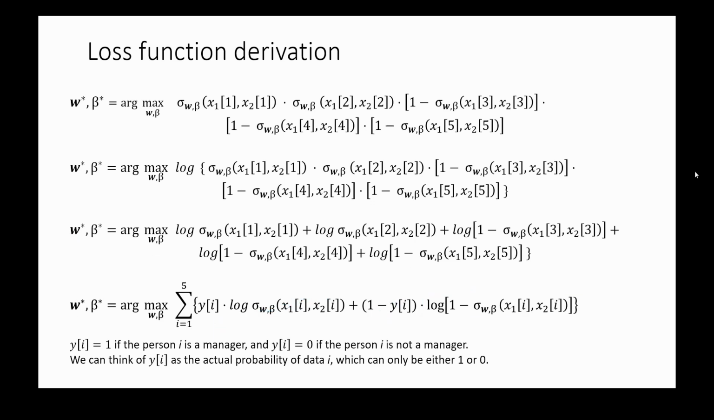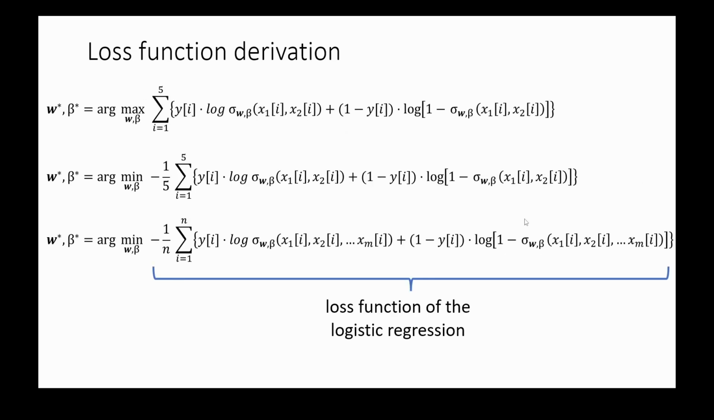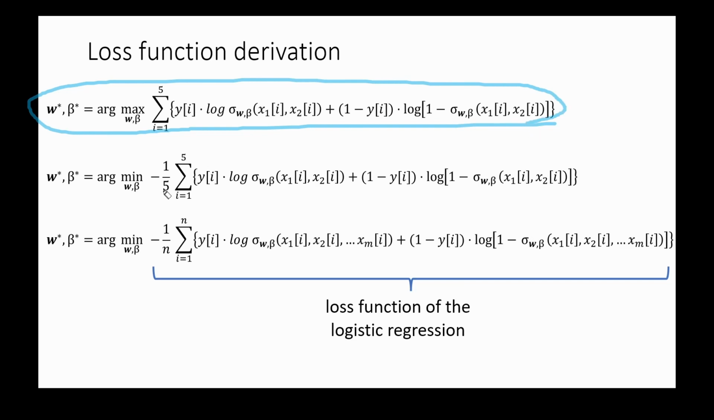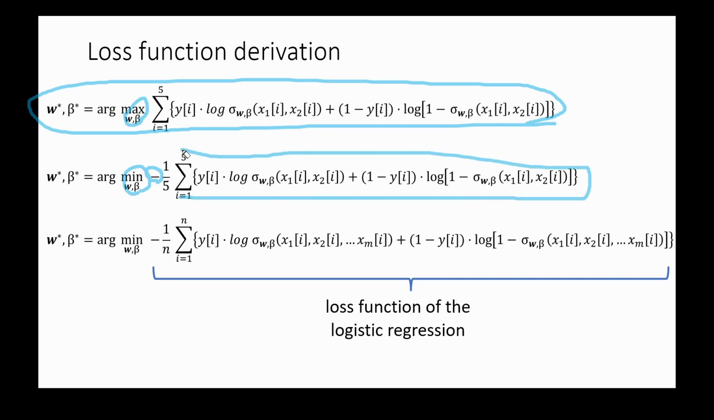Let's go to the next slide, where I'm already copying the last expression into the first line over here. In the data science field, we like to deal with minimization problems instead of maximization problems. So we can convert a maximization problem into a minimization problem by simply multiplying by minus 1. Also, we like to average this expression, so we will divide the expression by 5, which is the number of employees. Multiplying or dividing by a constant will not affect the value of the optimum W and optimum beta, so this is a valid operation.